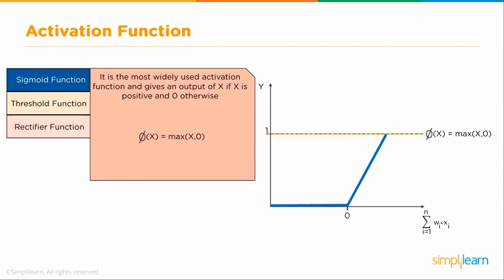And then we have the rectifier function. I would argue with this because the sigmoid function used to be the most common one, but with the rectifier function, it now says it is the most commonly used or widely used activation function and gives an output of x if x is positive and 0 otherwise. This is kind of nice because it now says absolutely not, or it gives you a value of probability.